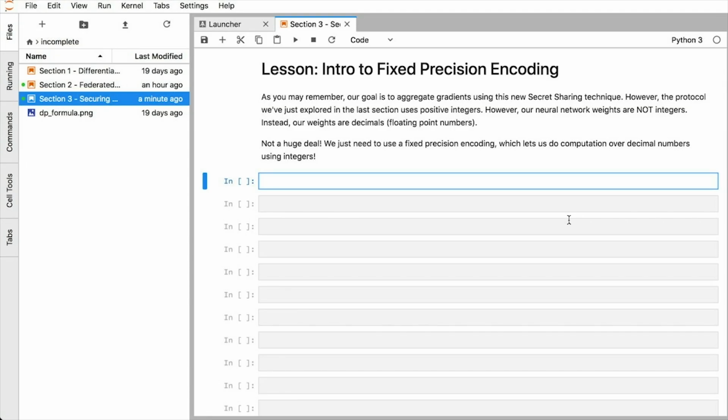So as you know, our goal is to aggregate gradients in the context of federated learning using the additive secret sharing technique that we learned in the last several sections. However, the secret sharing technique that we used was only working with integers, but federated learning gradients tend to be decimal numbers, right? So we want to be able to convert our decimal numbers into an integer format so that we can actually aggregate them using a secret sharing technique. And for that, we're going to look at what's called a fixed precision encoding.